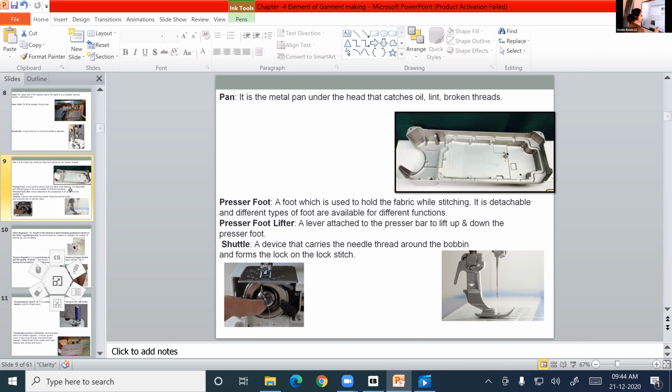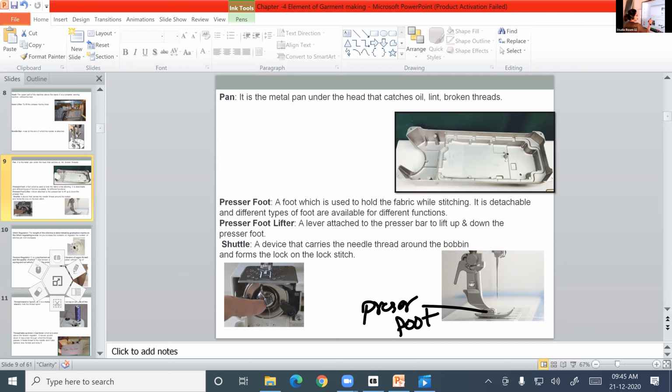And the next one is the presser foot. This is the presser foot. The foot which is used to hold the fabric while stitching. And it is detachable, and different types of feet are available for different functions. We can remove this presser foot and fix another. There are different types of presser feet available for zippers and so on. We can connect different ones. I'll show that in the video, then only you can understand.